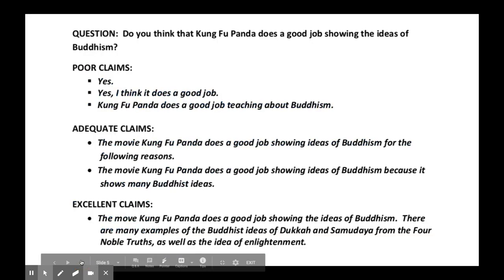Okay, so if you want to go ahead and look over where the poor claims are, notice the poor claims are short. They have an I think statement. Adequate claims do not have I think statements. They are more than just a yes. However, there's a component of the sentence missing. Notice the excellent claim tells us our claim and also tells us there's going to be examples about how the Kung Fu Panda shows ideas of enlightenment. So check your answers to the answers on this sheet.